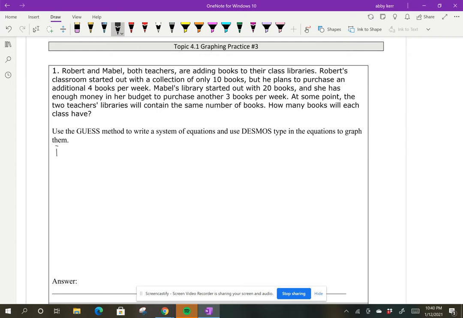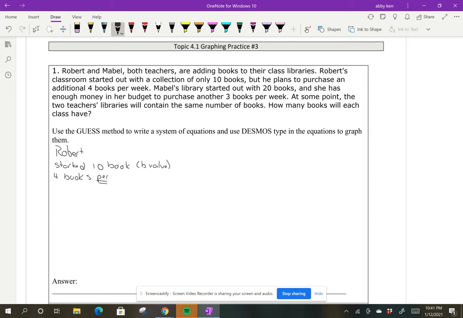So we know that Robert started with only 10 books. Now notice that the word start means we're only adding it once. So that's actually going to be our B value. And then he plans on purchasing 4 books per week.